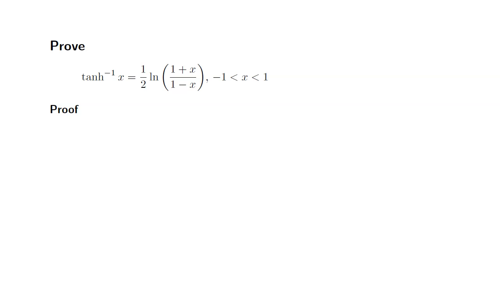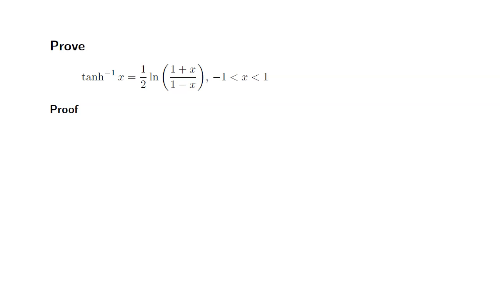All right, let's try to find the formula for the inverse hyperbolic tangent of x, which comes out to be 1/2 natural log of (1 plus x) over (1 minus x). And its domain is strictly between -1 and +1.